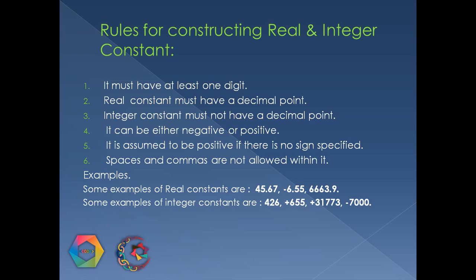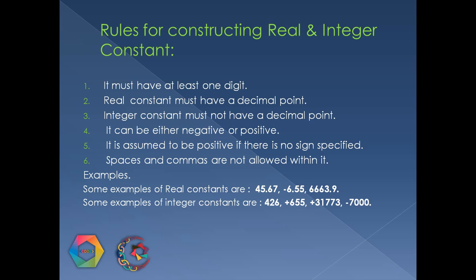Rule number 4: as we are talking about numbers, numbers can either be positive or negative. Rule number 5 is that it is assumed to be positive if there is no sign specified. What is meant by that? Let's say we defined an integer constant and assigned it a value of 5. With that 5 there is no plus sign, no minus sign, so when your compiler reads that value, it will take it as positive. If you want to assign a negative value to any constant, real or integer, make sure that you insert a minus sign before its actual value.